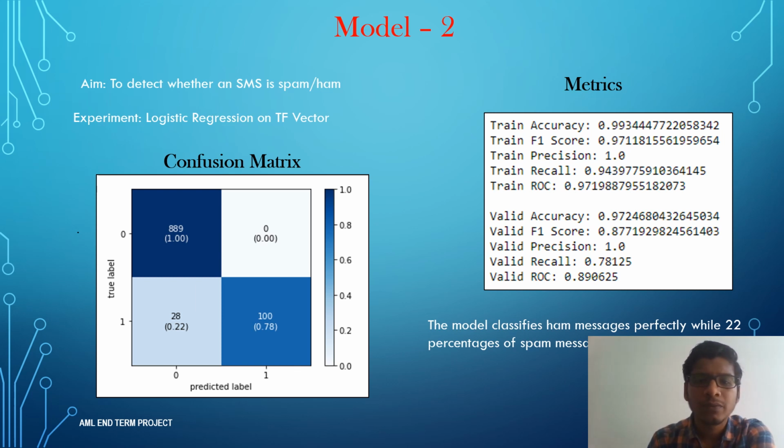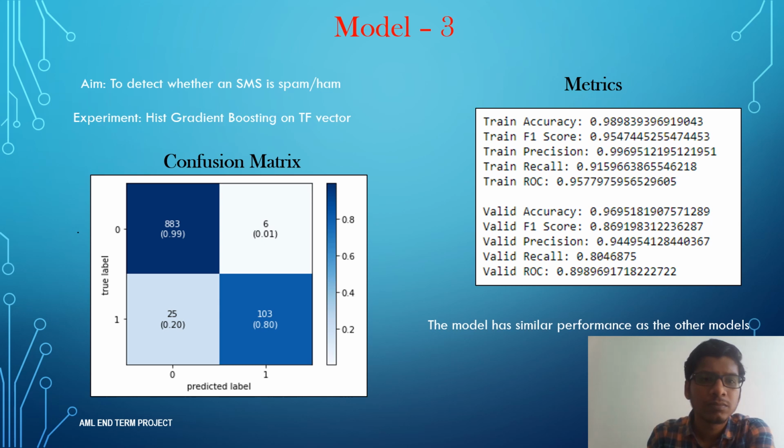The second model is logistic regression with a TF vector. In this model, the ham messages are perfectly classified, whereas 22% of spam messages are misclassified. The third model is hist gradient boosting on TF vector. In this, the model has performed similarly to the other models. Slight misclassifications have happened.